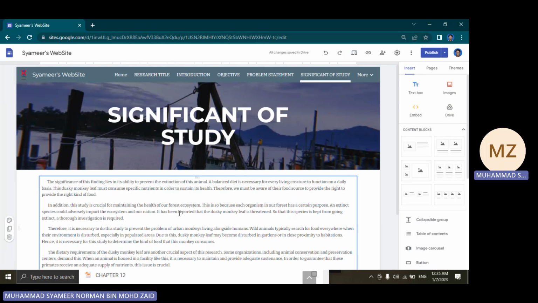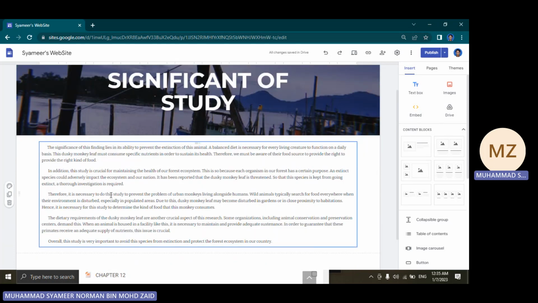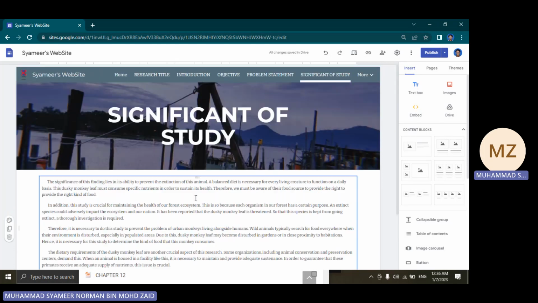And we move to the significance of this study. It has the ability to prevent the extinction of this animal, and it is crucial for maintaining the health of our forest ecosystem. It is also necessary to prevent the problem of urban monkeys living alongside humans. And also, the dietary requirements of the dusky leaf monkey are another crucial aspect of this research. For example, it will be of use to some organizations, including animal conservation and preservation centers.